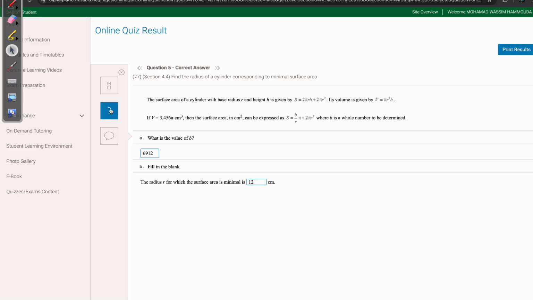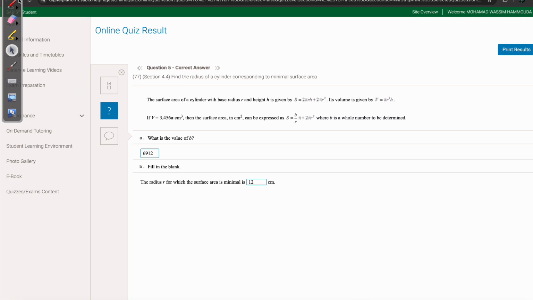Number 6. The surface area of a cylinder with base radius r and height h is given by 2 pi r h plus 2 pi r squared. Its volume is given by pi r squared h. Okay, if volume is 3456 pi centimeter cube, then the surface area in centimeter squared can be expressed by S is equal to B over r pi plus 2 pi r squared, where B is a whole number to be determined. What is the value of B?